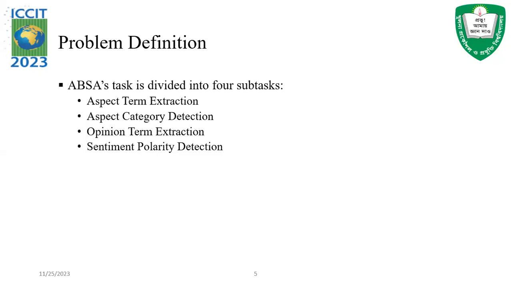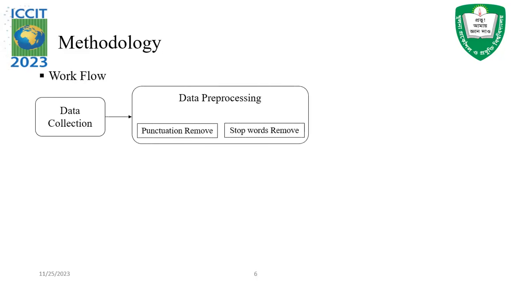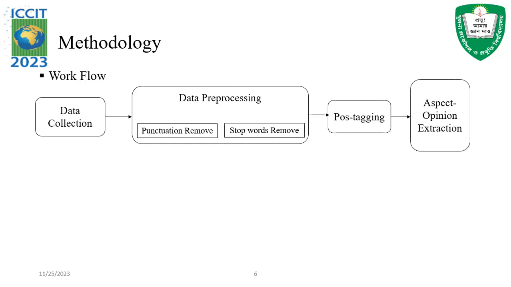Problem definition. The ABSA task is divided into four subtasks. Those are aspect term extraction, aspect category detection, opinion term extraction, and sentiment polarity detection. Methodology. Workflow. At first, we collected our data. Then we performed some pre-processing like punctuation removal and stop words removal. Then we did POS tagging. Then we extracted aspect opinion terms and labeled the data.